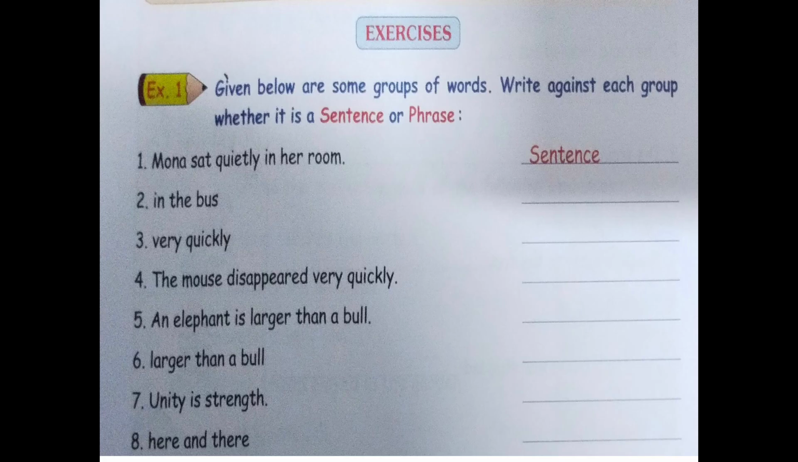Okay, now let's see the first exercise related to the sentence and the phrase. Exercise number 1. Given below are some groups of words. Write against each group whether it is a sentence or a phrase. So can we do it together? See, the first one is done for you. Mona sat quietly in her room. हाँ, मोना अपने रूम में चुपचाप से बैठी है. Meaning is complete ना? How? See, the first is a capital letter. It is ending with a full stop and it is having a complete meaning. So it is a sentence.